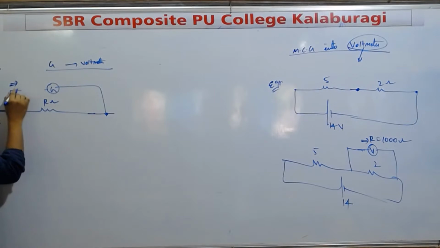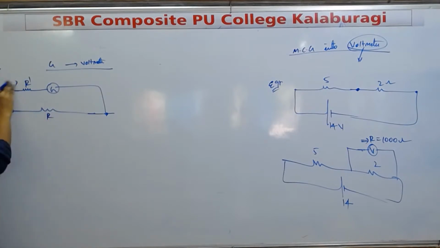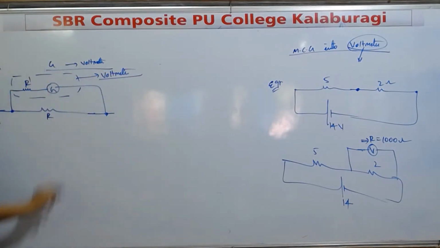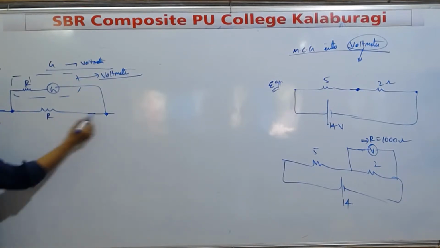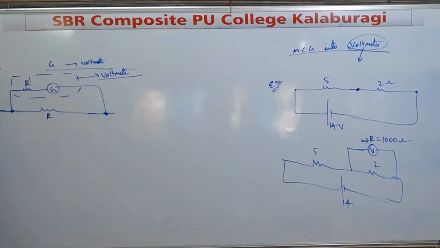Now what do you have to do? You have to connect a resistor in series with the galvanometer that has a high resistance. Here, R dash is the external resistance. This combination of R dash and G in series we call a voltmeter. Potential difference across this and across this will be the same.